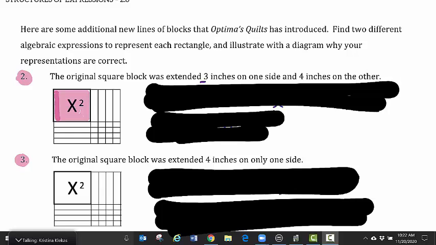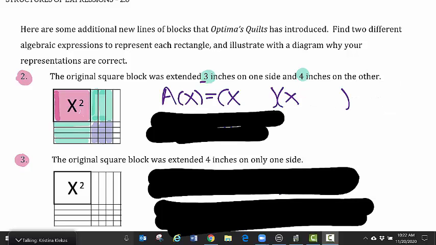And it was extended by 3 inches on one side. So 1, 2, 3. That leftover is just extra that you didn't need to color in. And 4 inches on the other side. So 1, 2, 3, 4. And now I'm going to complete my picture, which would give me 1, 2, 3, 4, 5, 6, 7, 8, 9, 10, 11, 12. So that is my picture. And I could rewrite that as x plus 3 times x plus 4.